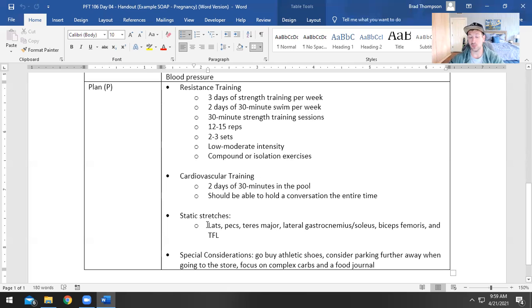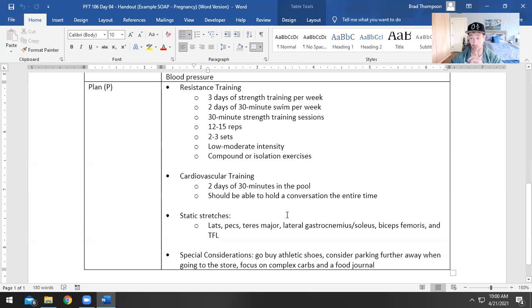For our static stretches, we're going to put a special emphasis on the lats and pecs. That's going to address the arms falling forward. We're going to put a special emphasis on the teres major. Actually, those 3 are going to address arms falling forward. Lateral gastrocnemius and soleus for the feet turning out, and the biceps femoris and TFL as well. For the feet turning out.